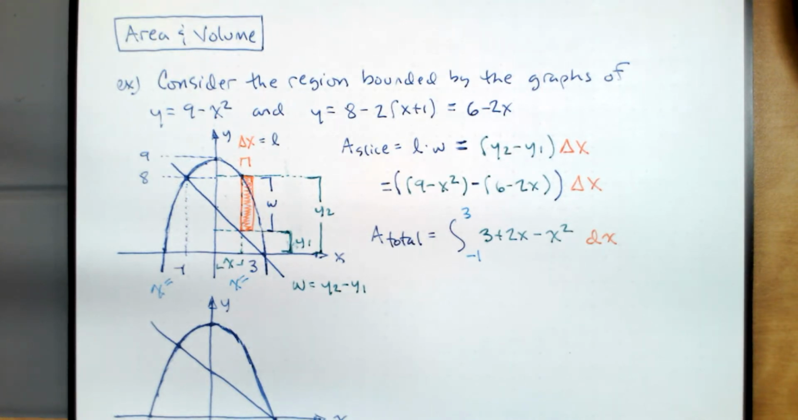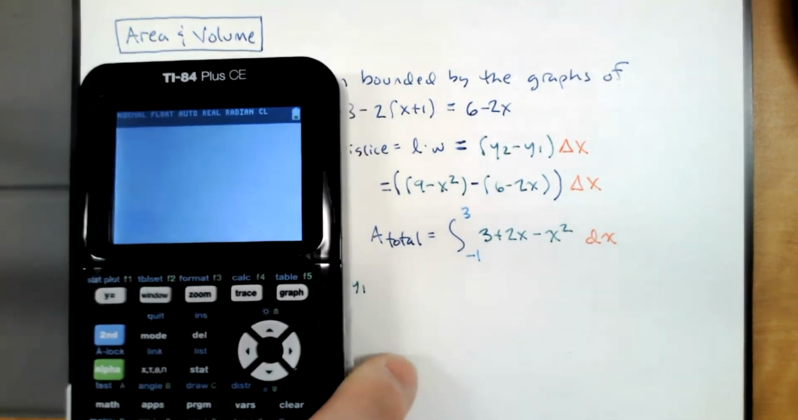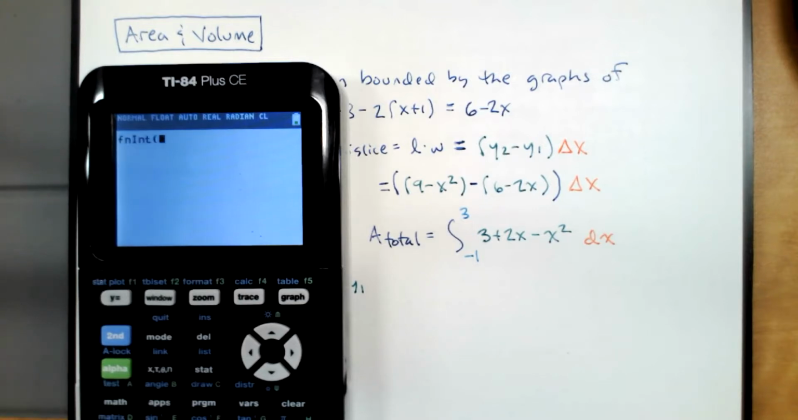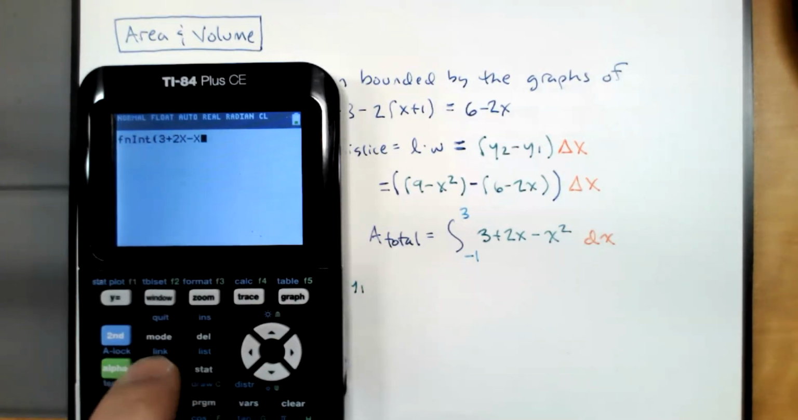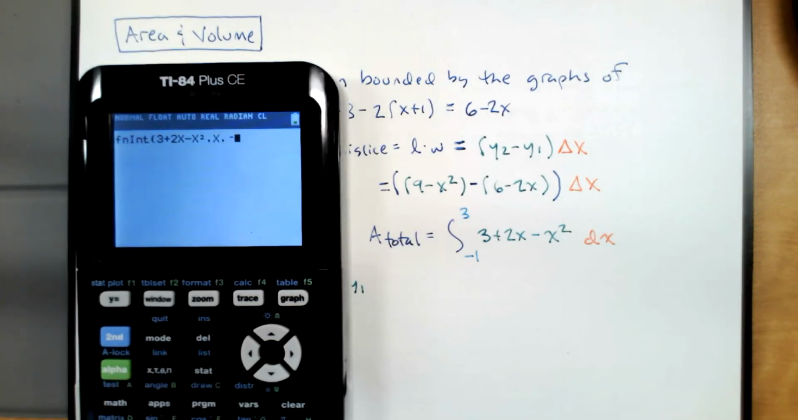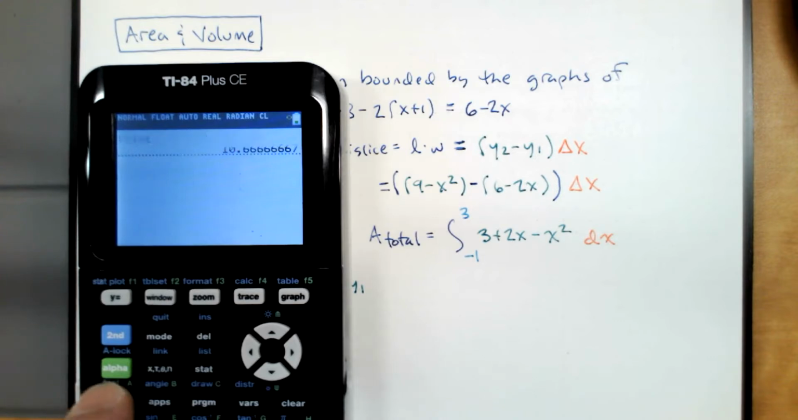At this point, we're going to do the integral by hand. And in that, we're going to use our hand to grab our calculator and then integrate 3 plus 2x minus x squared with respect to x from -1 to 3. So 32/3, so 10 2/3.